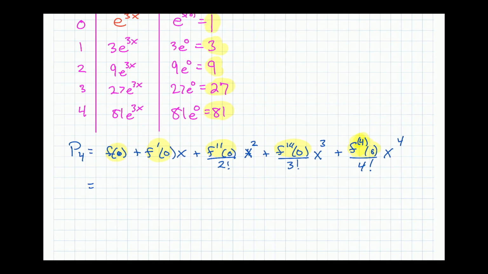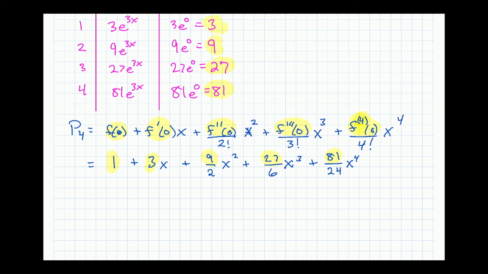So we have 1 plus 3x, right? 1, 3. The next one's going to be 9. So plus 9 over 2 factorial, which is 2, x squared, plus triple prime, that's the next number, 27 over 6, x cubed. Last one, 81 over 4 factorial, which is 24, x to the 4th, right? So we put in those numbers.